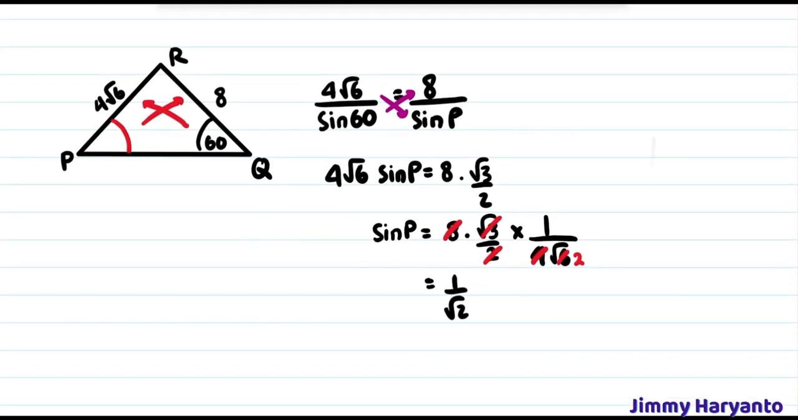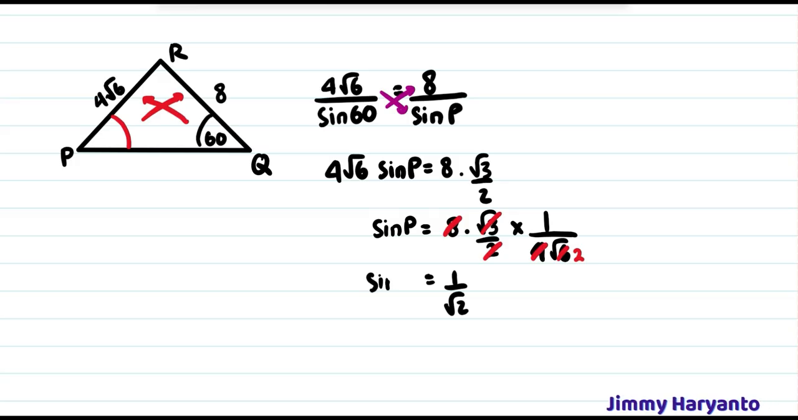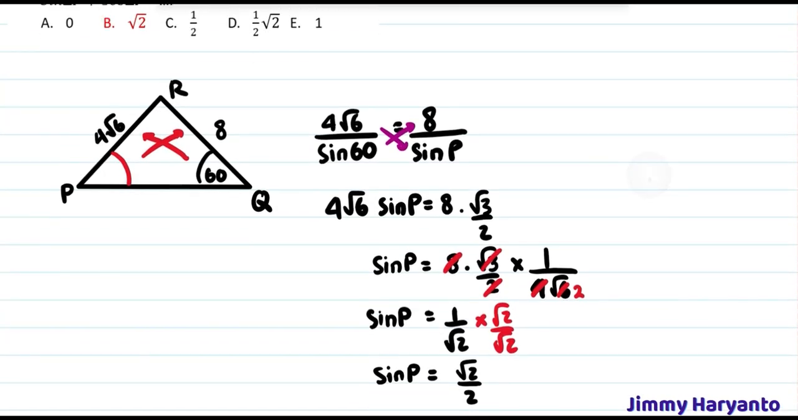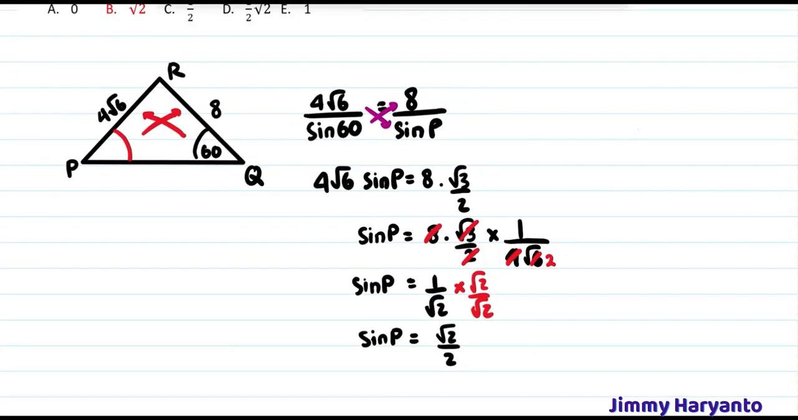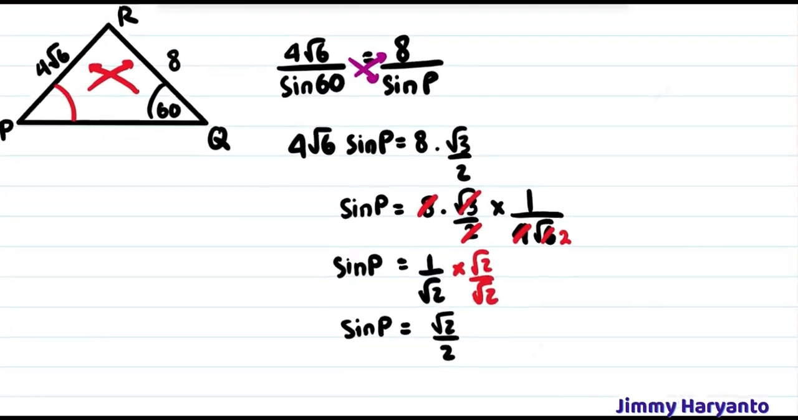This is the value of sine P, but we have to rationalize it. You multiply it by square root of 2 over square root of 2. That means the answer is square root of 2 over 2. Okay, so this is sine P. And then next is to find the cos P.